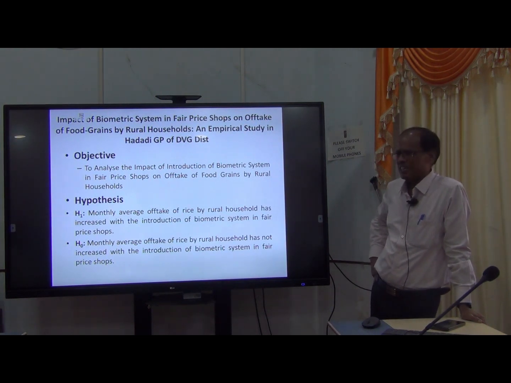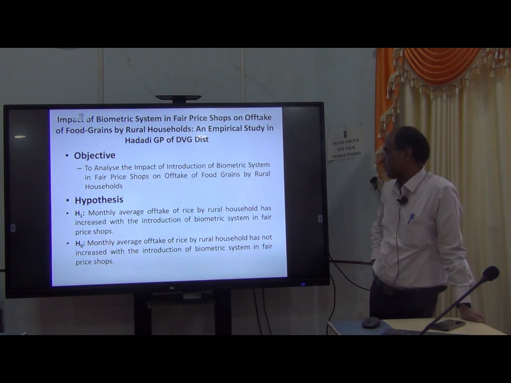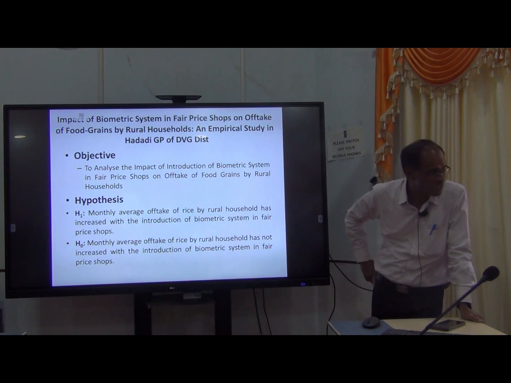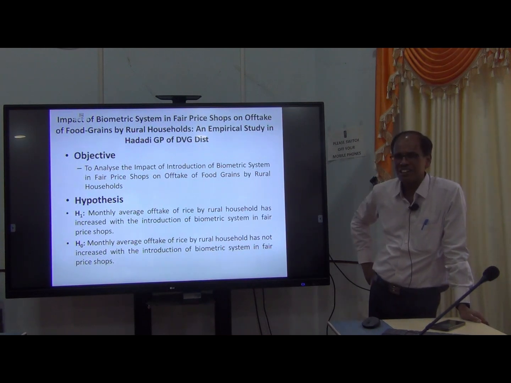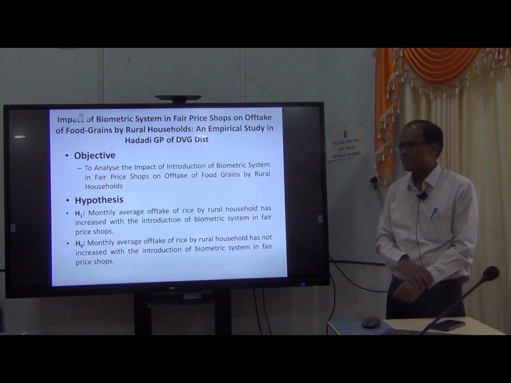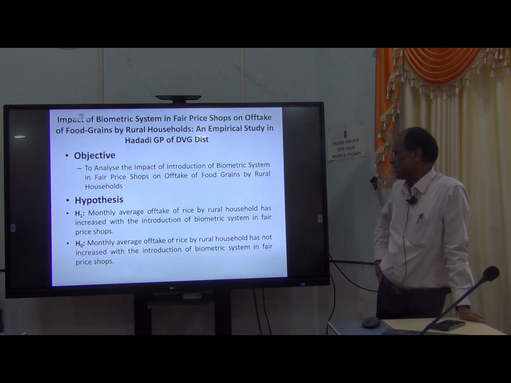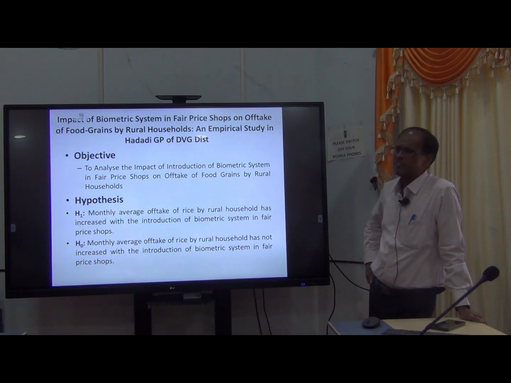The hypothesis was that the monthly average offtake, or monthly average purchase, of rice by rural households has increased with the introduction of the biometric system in the fair trade shops. This is the research or alternative hypothesis. Quite the opposite, the null hypothesis is that the monthly average purchase of rice by rural households has not increased with the introduction of the biometric system.